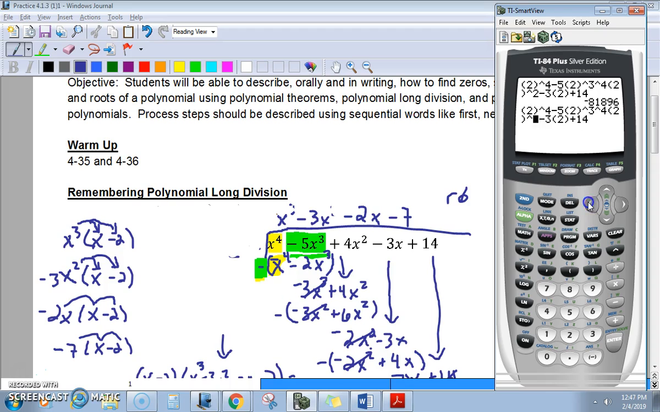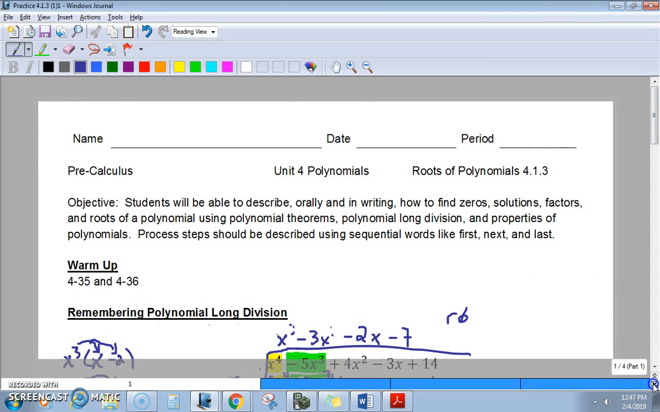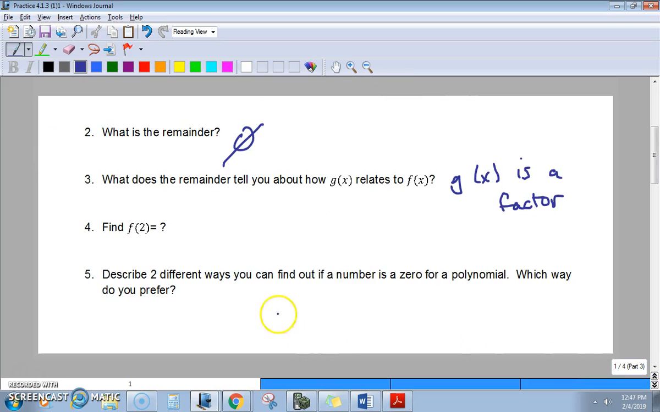Plus 4x squared. Look how much you're learning. The problem is I stopped pressing the button and it's going. Plus. Zero. So I have remainder 0, right? Well, and that makes sense because x minus 2 is a factor. So f of positive 2 equals 0 makes sense because it's one of the zeros.